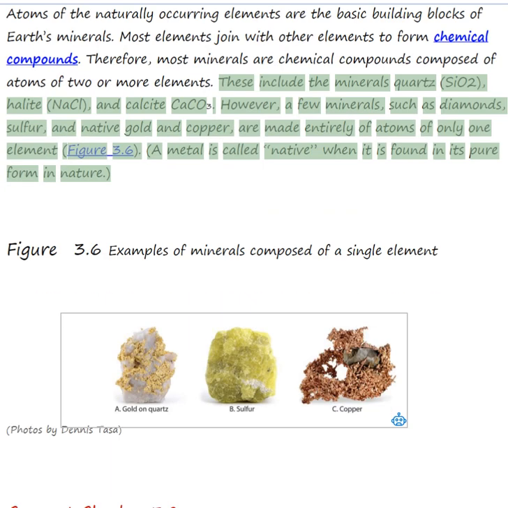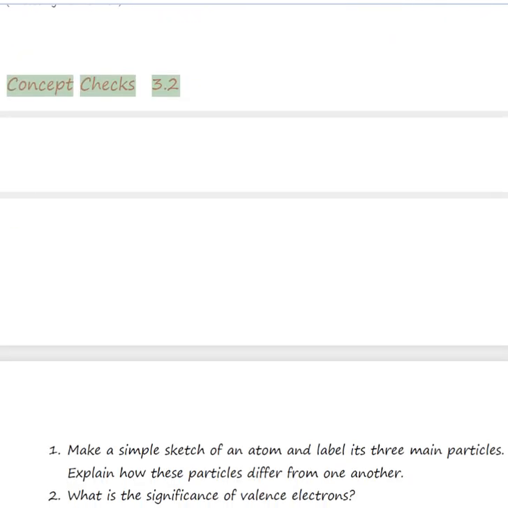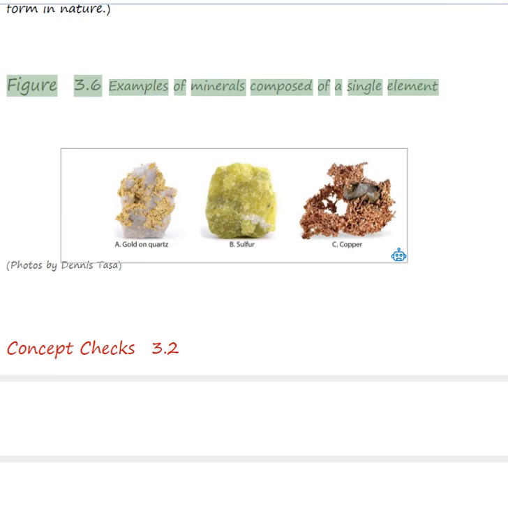These include the minerals quartz, halite, and calcite, CaCO3. However, a few minerals, such as diamonds, sulfur, and native gold and copper, are made entirely of atoms of only one element. Concept checks 3.2. Figure 3.6 Examples of minerals composed of a single element.